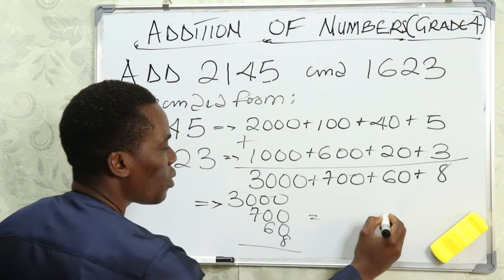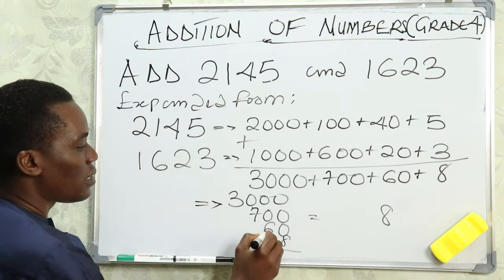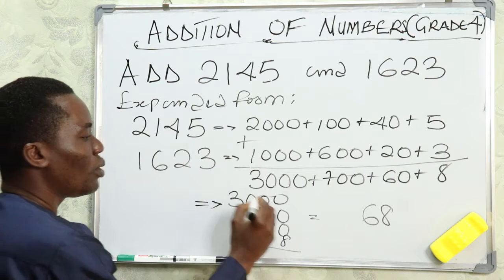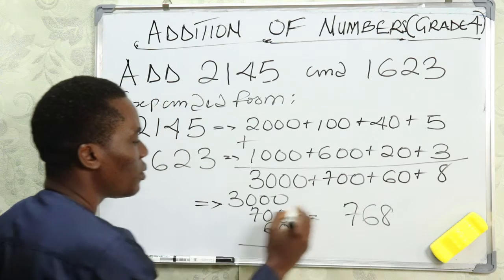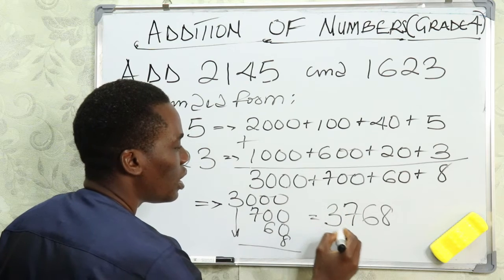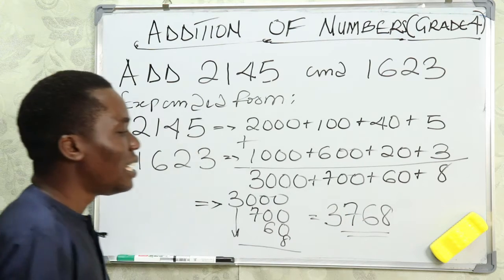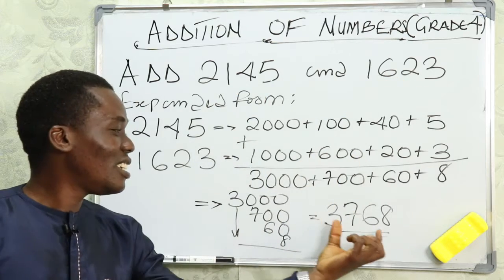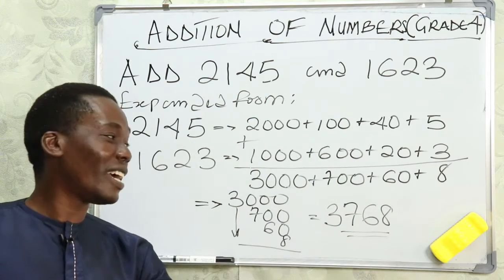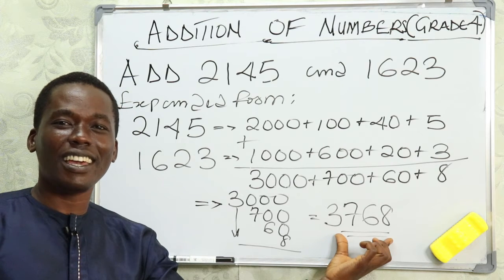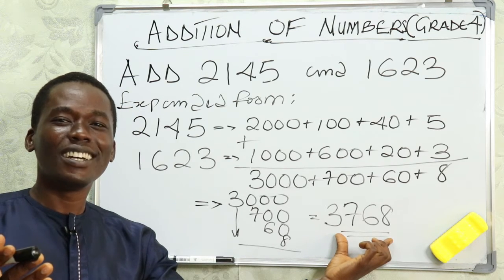Now if you bring these together, you are going to have 0 plus 0 plus 0 plus 8 will give you what? That will give you 8. 6 plus 0 plus 0, that will give you what? A 6. 7 plus 0 will give you what? A 7. And here you're going to have what? Just 3. Now do you see your result? Now do you notice that if you add this and this using the expanded form method, you're going to get 3768. Isn't that fun? Of course it is.